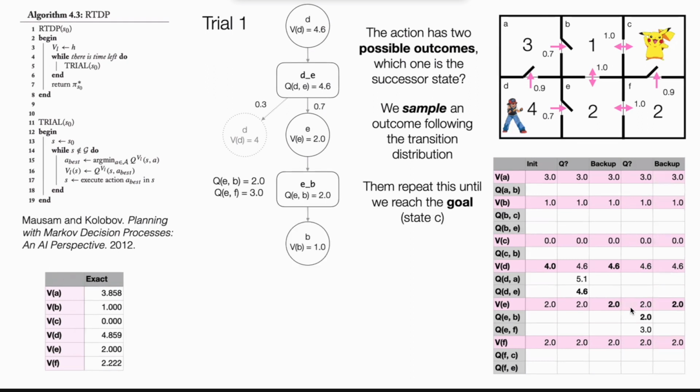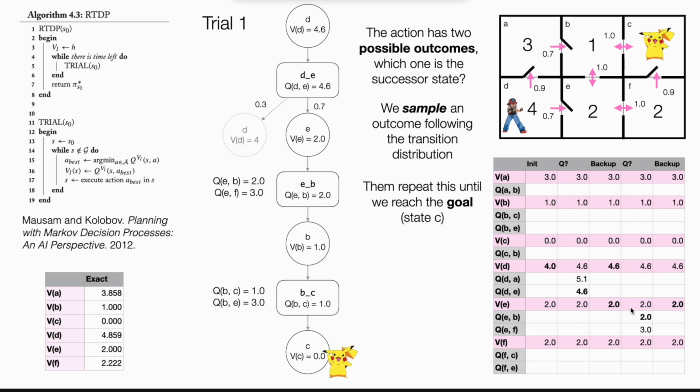Okay, and then we reach this until we hit the goal state. So we go to B, choose an action, sample a successor, hit C, and then we terminate the trial. In this case, I'm being a bit lazy with our sampling and just taking the highest value sample. But in practice, I might have got state D.